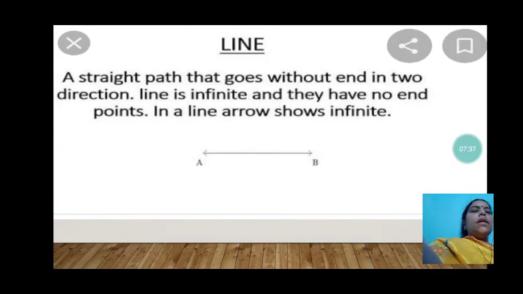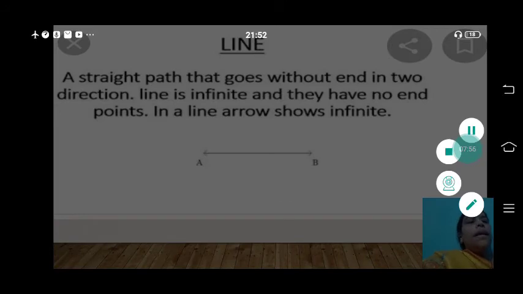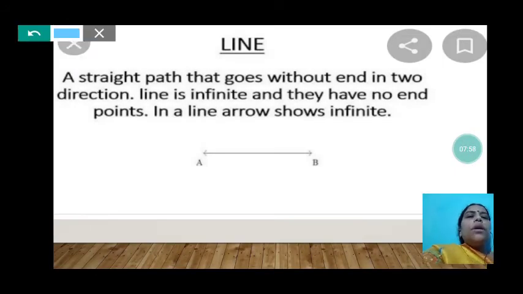So what is a line? A straight path that goes without end in two directions. So what can we say about a line? A line is a straight path that goes without end in two directions. That means here there's a line, and it is moving in both the directions.